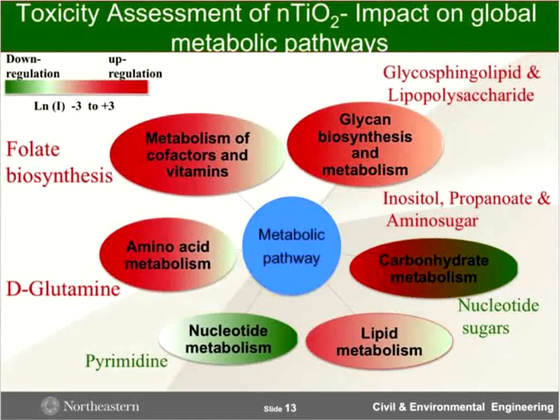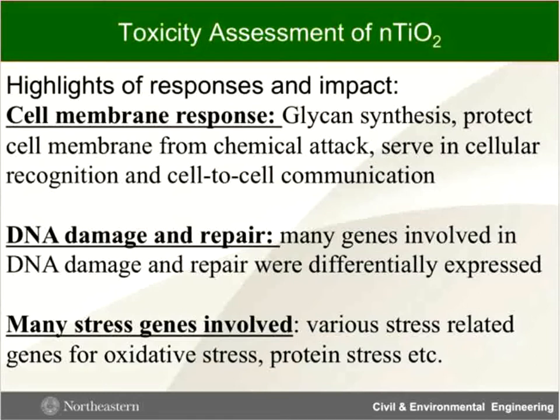Also, inositol is another upregulated molecule that plays a role in maintaining the cell membrane potential. So overall, that's what we found. To summarize the key highlights of the global level information: a lot of genes seem to be related to either cell membrane response or cell membrane synthesis. We know from the literature that these glycan-related conjugated materials can play a role in protecting the cell membrane from chemical attack, and may also serve in cell to cell communication and receptor recognition, so they may play a certain role there.